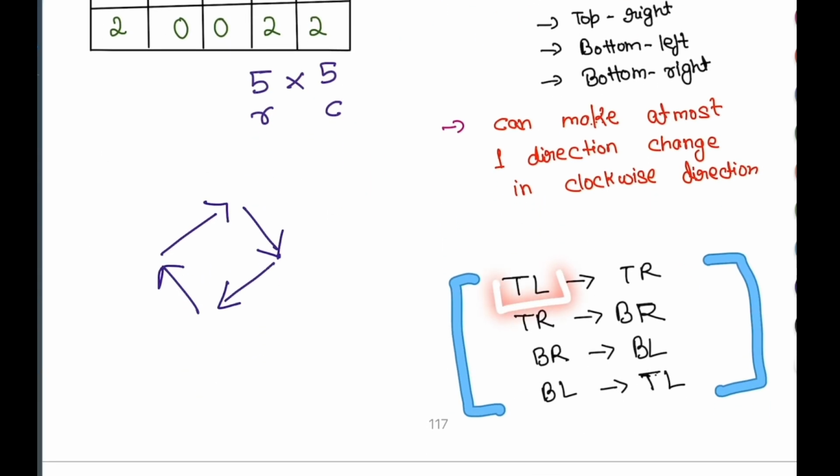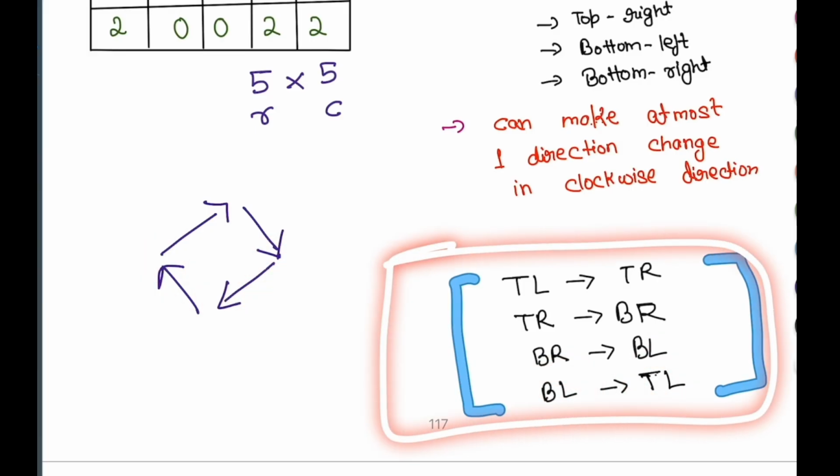When you are going in the top left corner, a direction change will make you go in the top right. When you are going in the top right diagonal and you do a direction change, it will be bottom right. Now you will go in the bottom right. If you are going in the bottom right direction and you do a direction change, then you will go in the bottom left. And if you are going in the bottom left direction and you change the direction, then you will go in the top left. So make sure that you remember this particular table because we will need this to solve our problem.